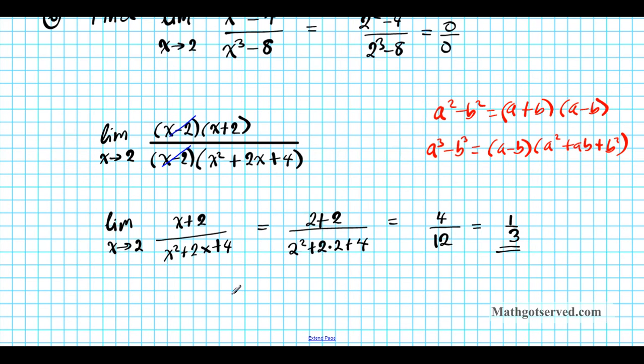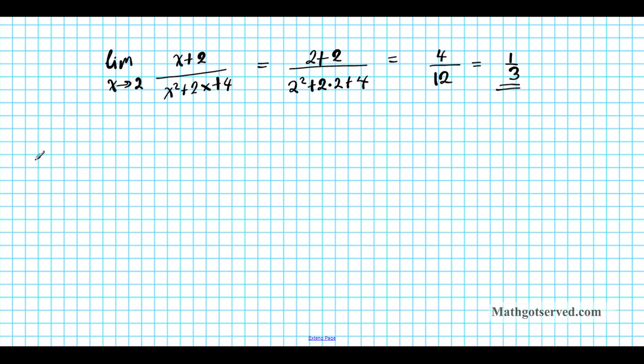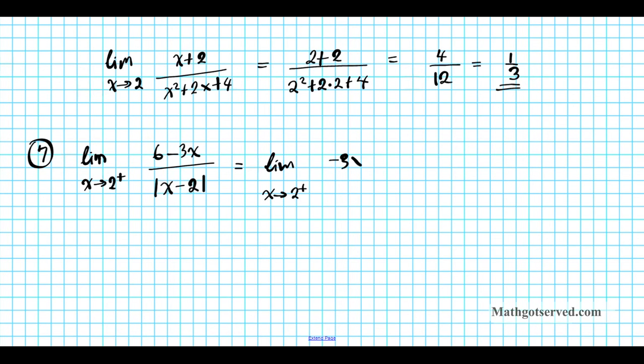All right, let's take a look at question number 7. What if we want to find the limit as x approaches 2 from the right of 6 minus 3x divided by the absolute value of x minus 2? Okay, so we can rewrite this as the limit as x approaches 2 from the right. Reverse this order. We can write it as negative 3x plus 6 divided by plus or minus x minus 2.